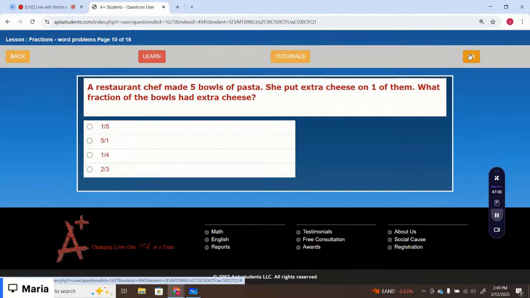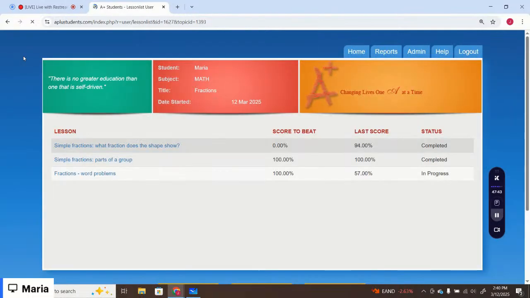Okay, you can complete the lesson by yourself for today. So we were working on grade 1 math. The chapter we were working on is fractions. The lessons we have covered today are simple fractions, what fraction does the shape show, simple fraction part of a group, and fractions word problems. So please make sure before the next session you complete all the practice questions for the lessons you just did. That is your homework until next session.